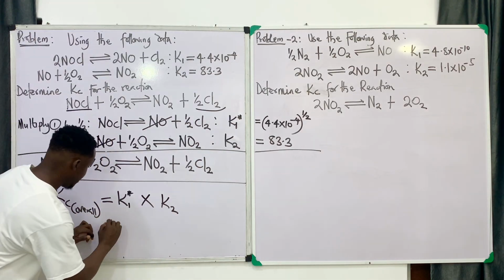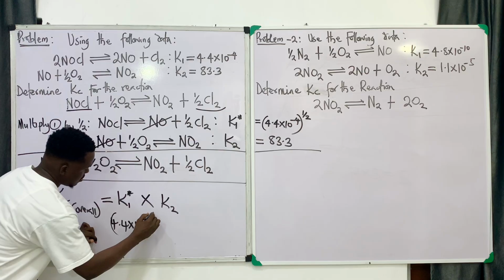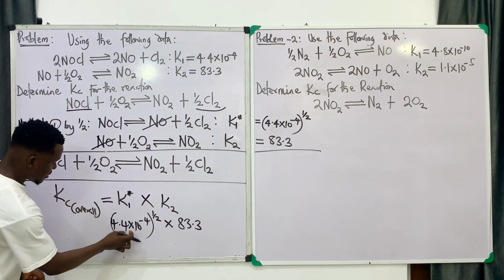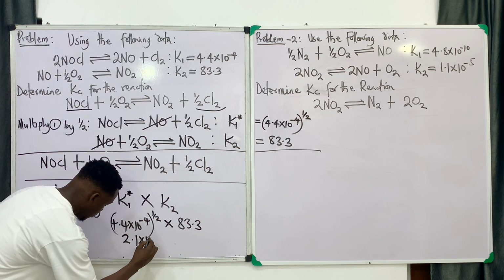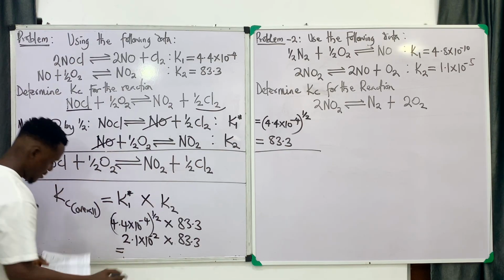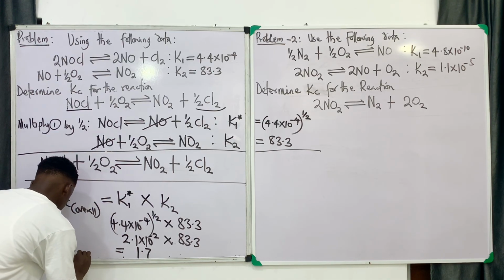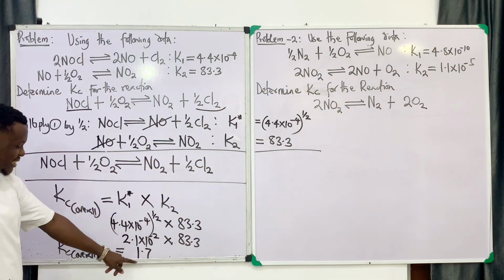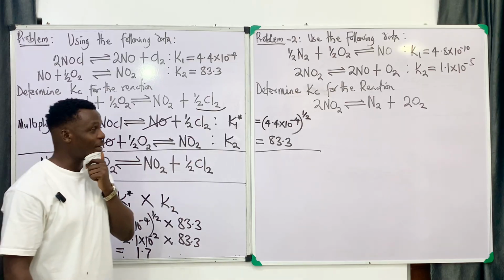So in place of K1, you say 4.4 times 10 raised to the power of minus 4, raised to the power of half, times 83. This is basically saying square root of this. So this will give us 2.1 times 10 raised to the power of minus 2 times 83.3. Now when you evaluate everything here, you're going to have 1.7. So our Kc overall, that is the equilibrium constant of this reaction, is now 1.7. I believe that with this explanation, you can always carry out lots of calculations.